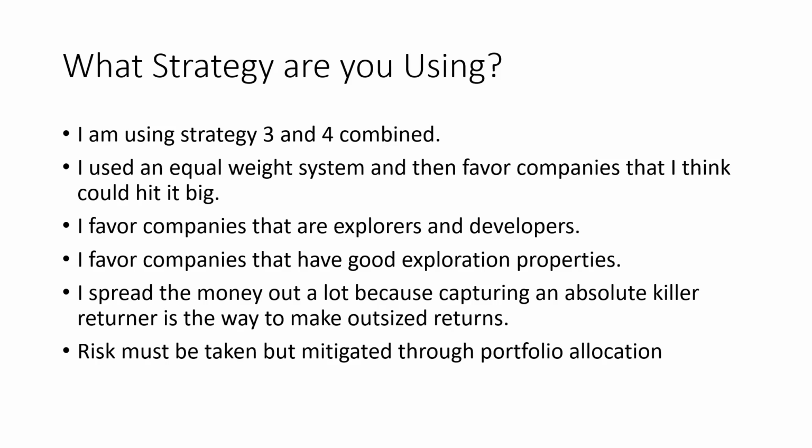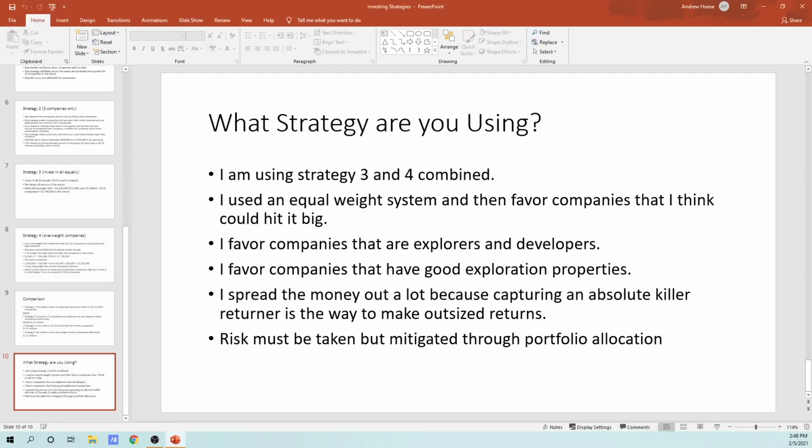So what strategy are you using? I'm using strategy 3 and 4 combined. I use an equal weight system and then favor companies that I think could hit it big. I favor companies that are explorers and developers. I favor companies that have good exploration properties that I know quite a bit about. And I spread the money out a lot because capturing an absolute killer return is the way to make outsized returns. Risk must be taken, but mitigated through portfolio allocation. That is how you make money.